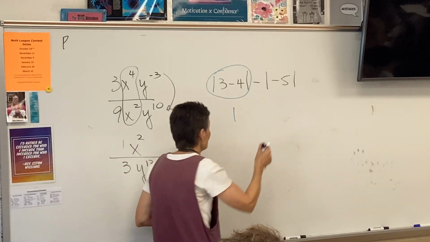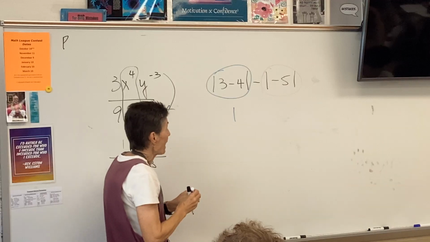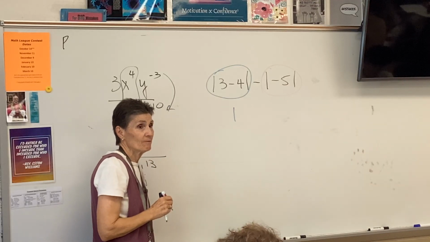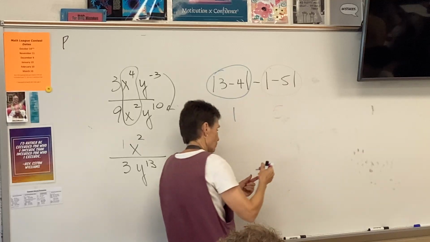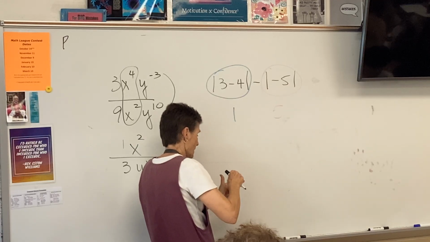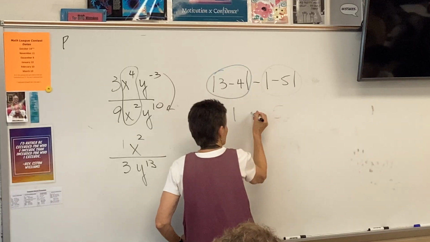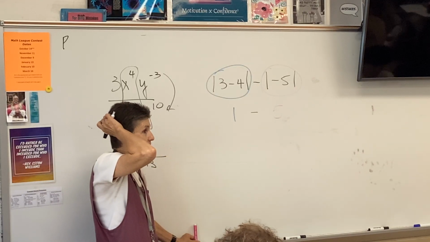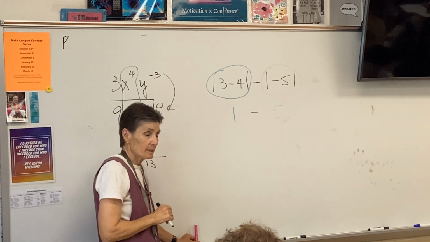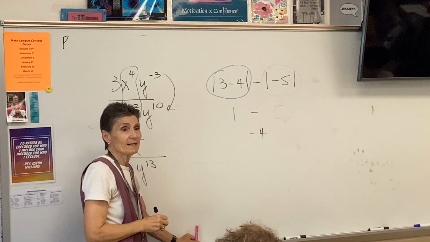Right, now I'm gonna do the pink part. What is the absolute value of -5? 5. Now, I'm gonna subtract those. So what is 1 minus 5? -4. And that's the answer. Don't make it hard. That is easy.